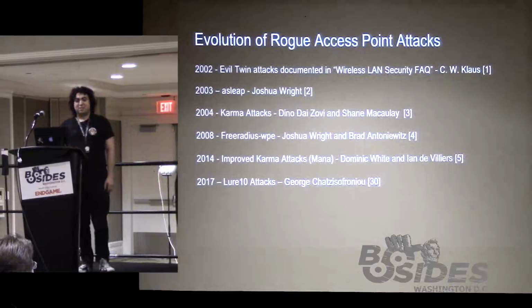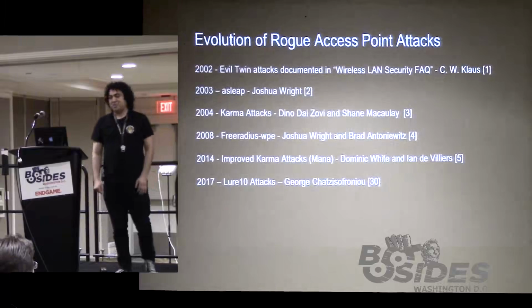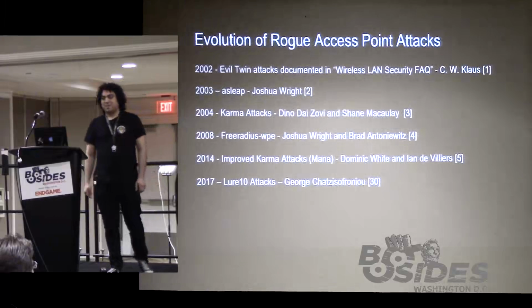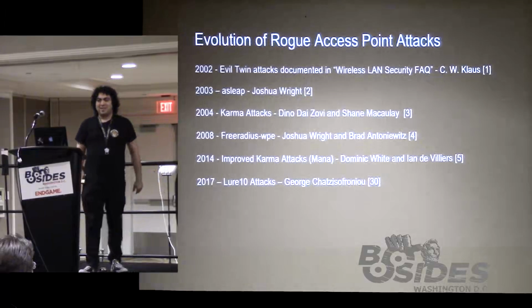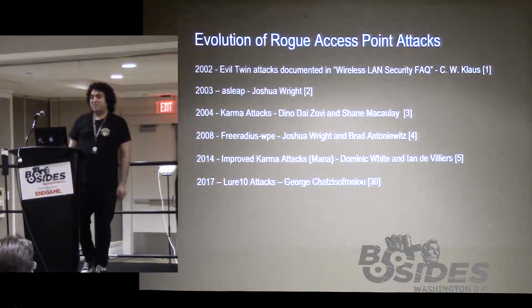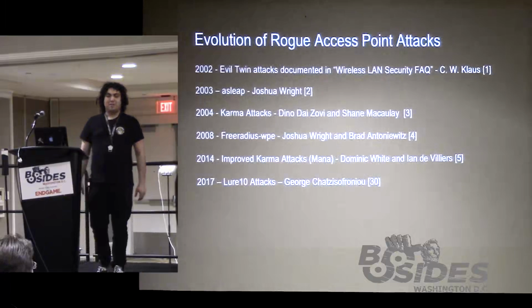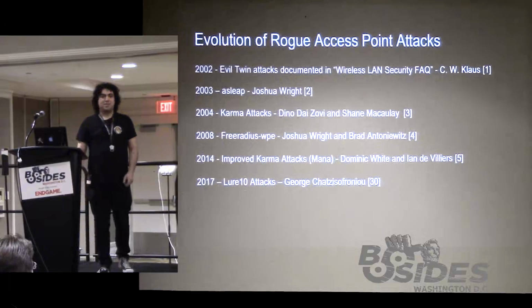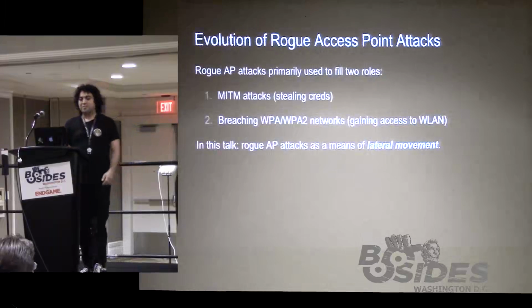And by 2014, karma attacks had actually stopped being nearly as effective as they used to be. So two researchers from South Africa, Dominic White and Ian de Villiers, came up with improved karma attacks and released a tool called MANA that made these attacks very effective once again. And very recently, the guy who wrote Wifiphisher came up with the Lure10 attack, which exploits the Windows Wi-Fi Sense feature to do this in a whole new way.